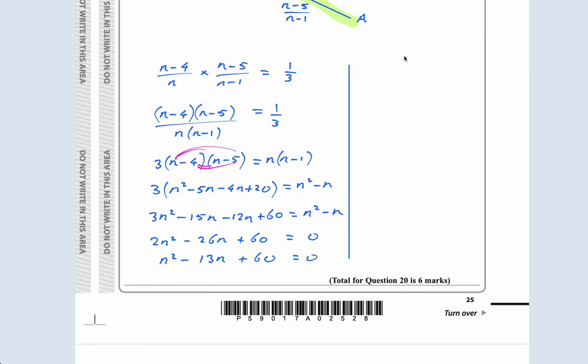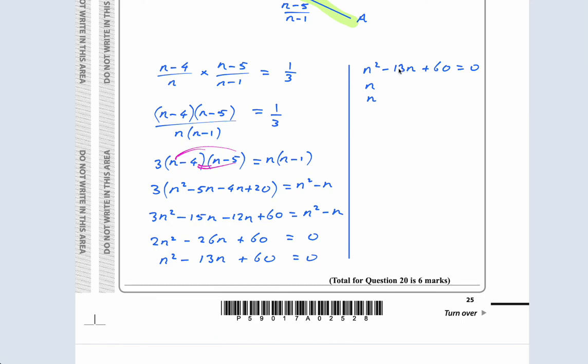I'm going to go over here. This is n squared minus 13n plus 60 equals 0. So we have another factorizing quadratic question, guys. So how do I factorize this? Well, factors of 60 that are going to give me 13.